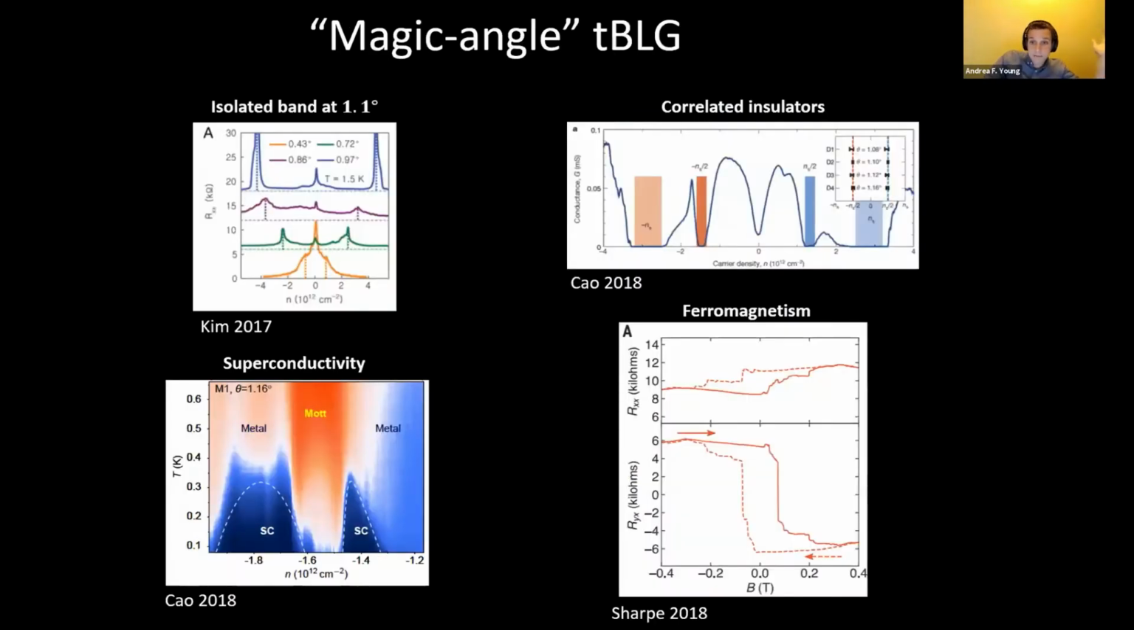And lots of interaction physics shows up, right? So, this band can be isolated. You get insulators at commensurate filling of that band that indicate some broken symmetry, superconductivity, and ferromagnetism. I'm going to focus on the ferromagnetism for this talk and on how it may have some interplay with some of this other physics also.